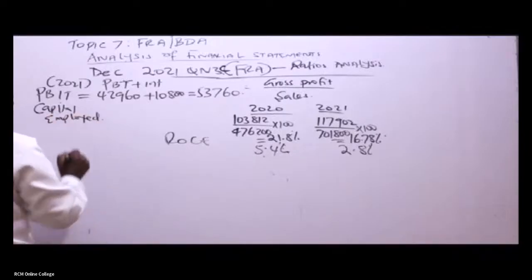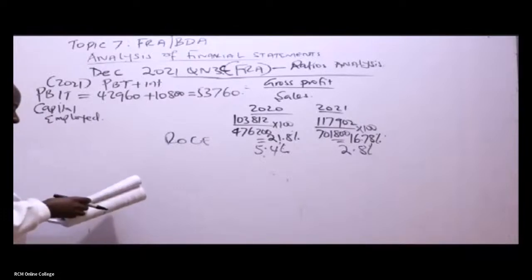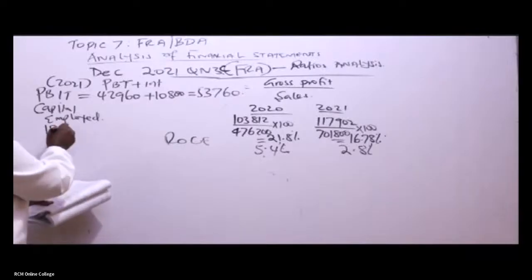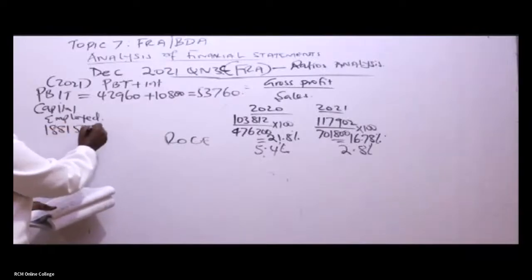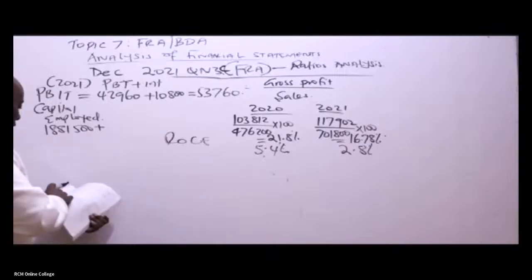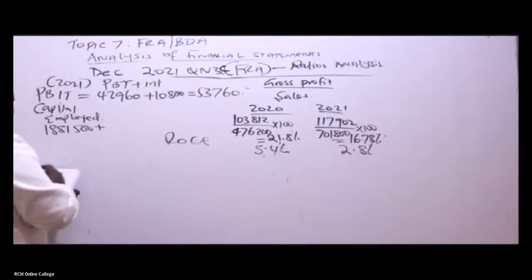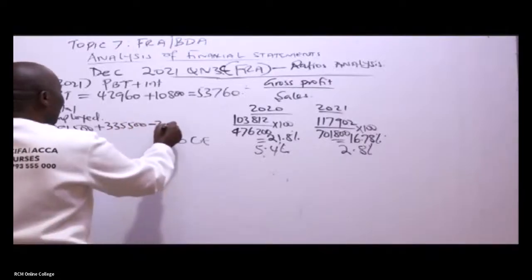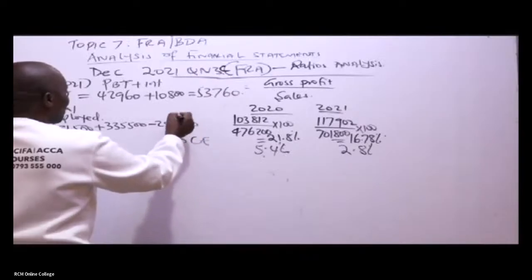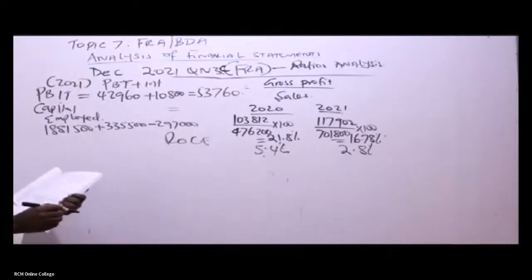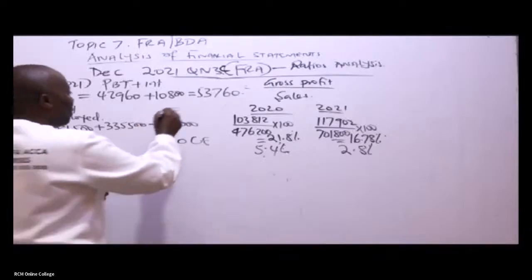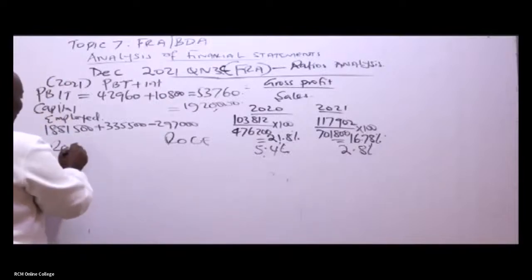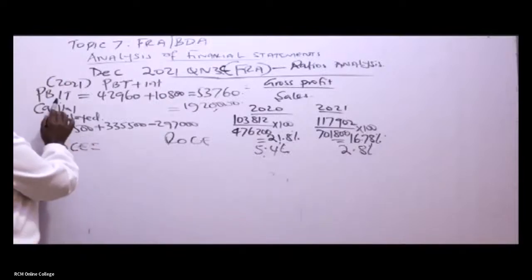So the capital employed in 2021, what do we have there, ladies and gentlemen? I hope you are able to see 2021. We have 81,500. These are non-current assets. Add the current assets for 2021, which are 335,500. And then you take away the current liabilities, 297,000. So somebody give me this figure. 1920,000. Beautiful figure.